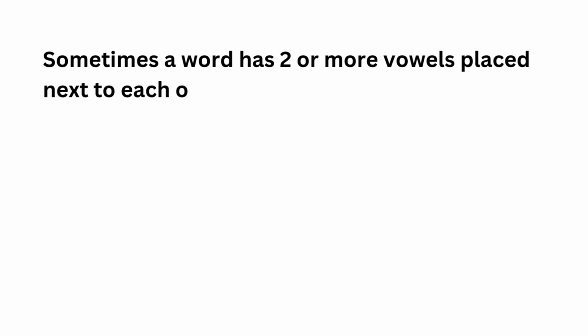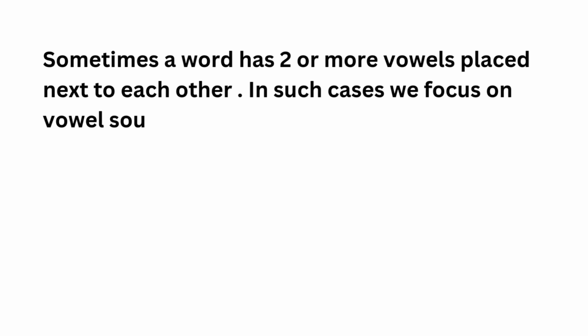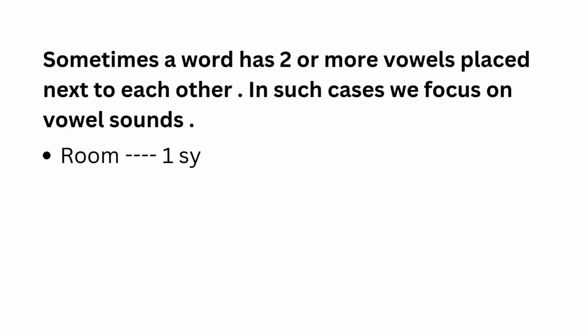Now let me tell you something very different. Sometimes in a word there are two vowels which are placed next to each other. In that case, we focus on the vowel sound and not on the vowels. The word room has two vowels, but it has one vowel sound. So room is a one syllabled word.